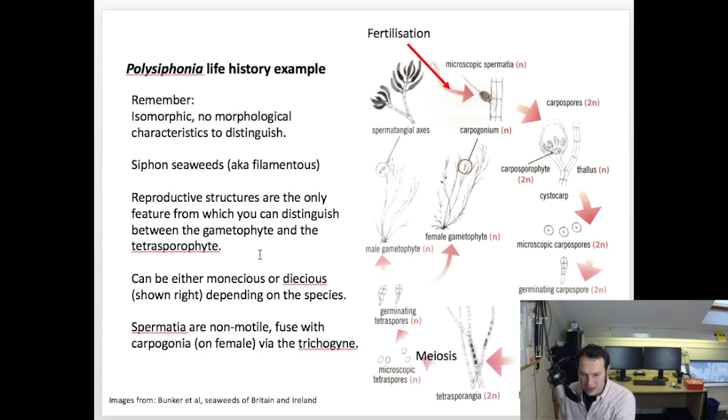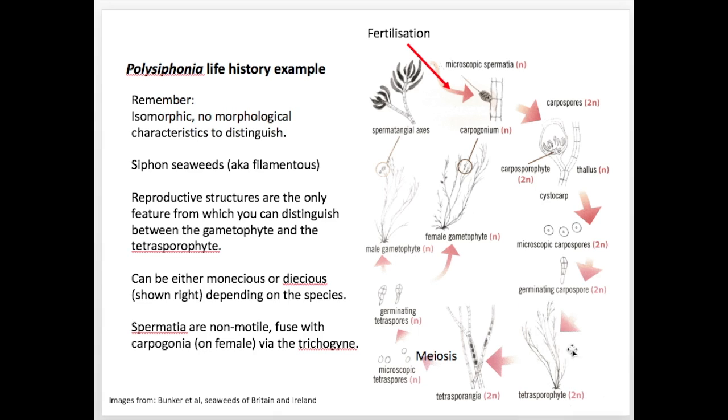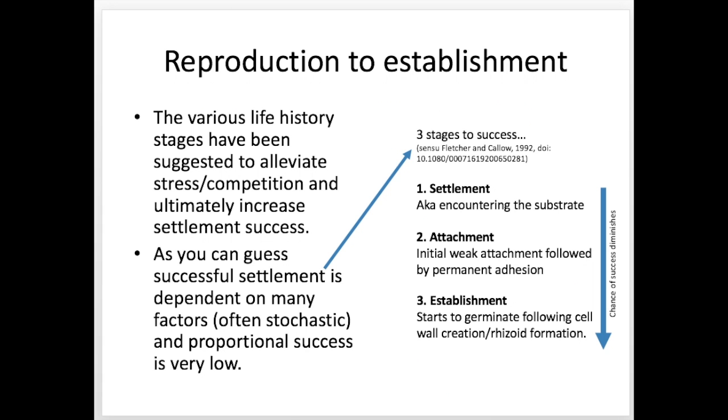Polysiphonia, which is a filamentous red alga, undergoes a process which is very similar to that cycle. Carposporophyte, carpospores turn into tetrasporophyte, grow into germinating tetraspores, which then produce gametophytes again, and the whole process goes round and round. So really clear. The next major thing that you need to know about is the ecological context of reproduction and how that whole thing works.